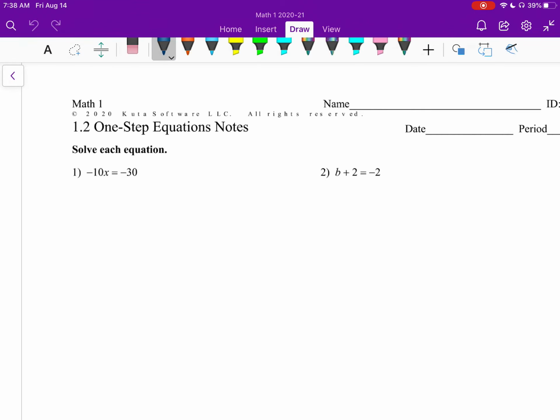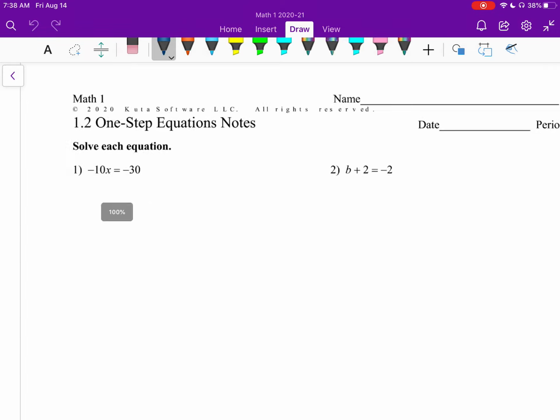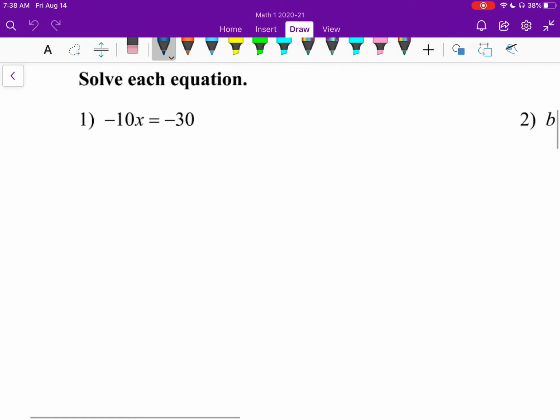Okay, Math 1, 1.2, one-step equation notes. So we're solving each equation. Number 1, we want to get that x by itself. So we have negative 10 times x equals negative 30. Negative 10 is our coefficient. Our variable is x, and then over here we have a constant. That's our negative 30.